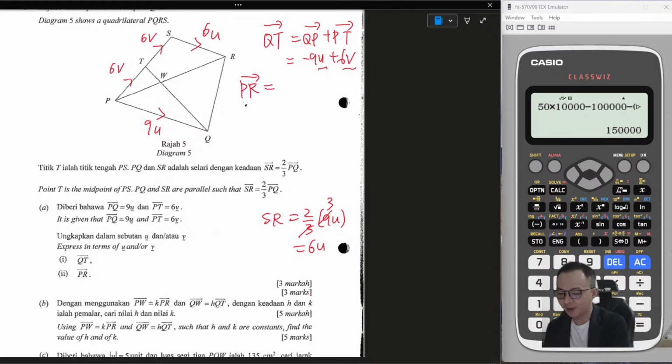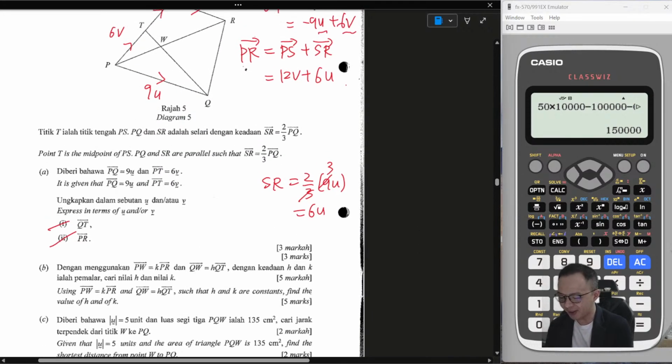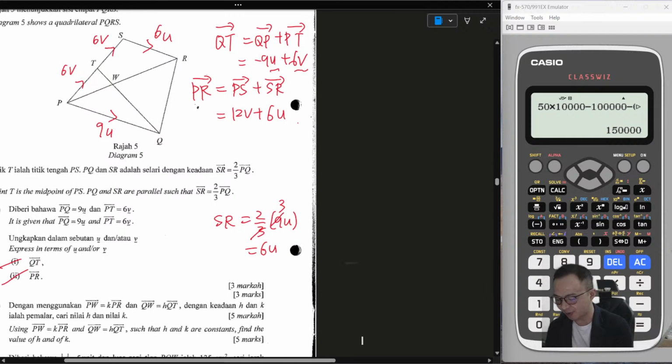Then PR. PR will be P to S plus S to R, so it will be 12V plus 6U. Okay, this one is a bonus mark. Then they tell us PW equals KPR, QW equals HQT, such that H and K are constants. Find H and K. So this one, just substitute whatever we have.